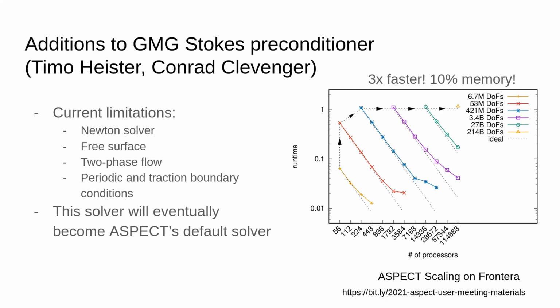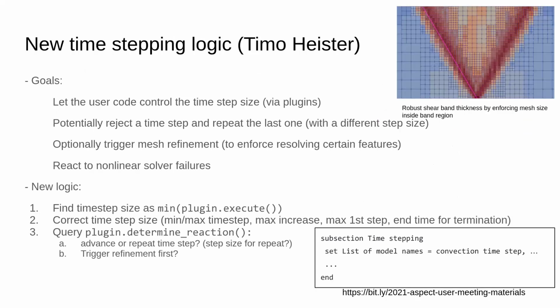So the modifications to the parameter file are pretty minimal, and you can find it either in one of the tests that are labeled GMG or the NSyncer benchmark case. And then there is also a new time stepping logic, and I'll just hand it back to Timo. Thanks. Sorry for taking over your presentation. No, that's fine.